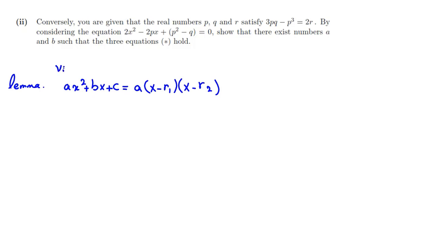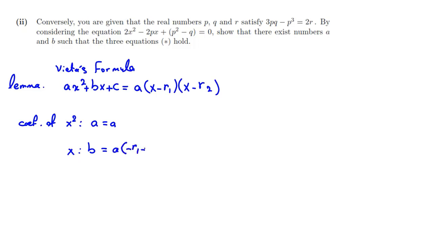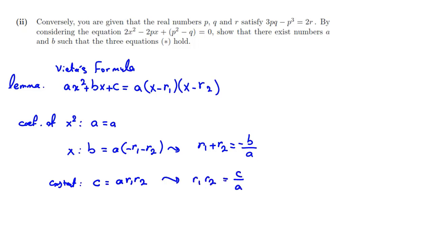For greater degree we also use the same thing, Vieta's formula. So then you consider the coefficient of x squared. On the left side it is a, on the right side it is a. Coefficient of x on the left side is b, on the right side it is a times (minus r1 minus r2). So we can conclude the sum of roots r1 plus r2 is negative b over a. And if you consider the constant term, c equals a r1 r2. So the product of roots r1 r2 equals c over a.